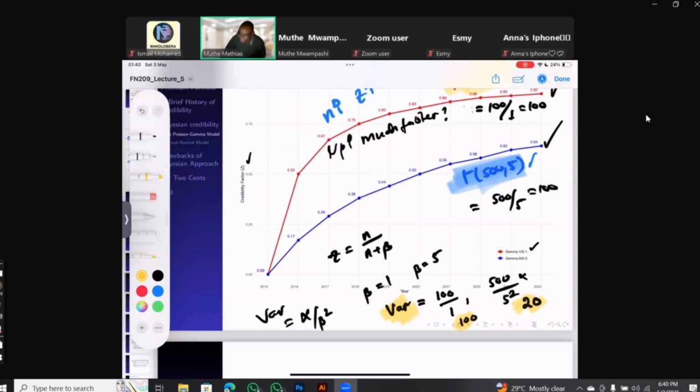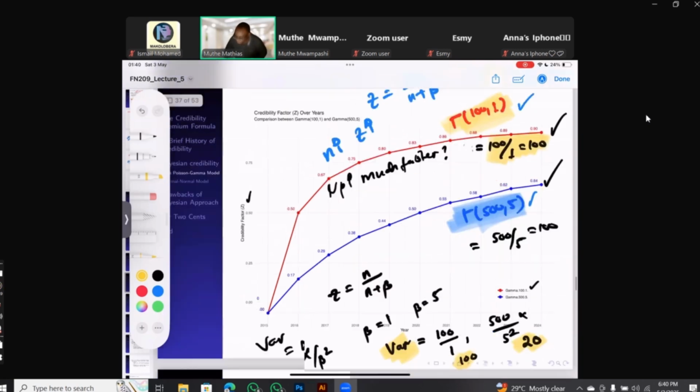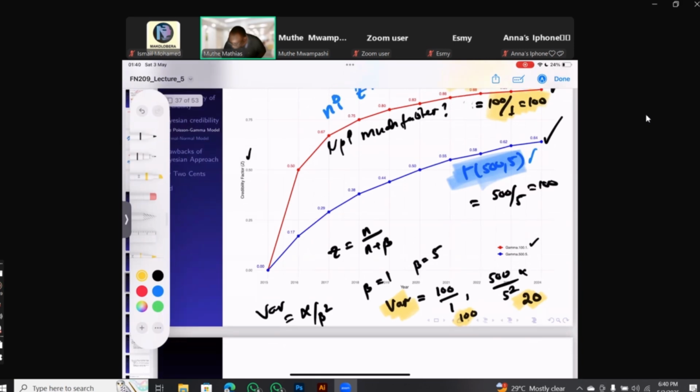So you can see in this part here, okay, you can see this one here is 100. So there is more variability in this part here, in the lead part, because of high variance. So the higher the variance, the less the weight in the collateral, and the more the weight in the risk itself. And you can see in this part here, which is green, that the variability is actually 20, which is less.